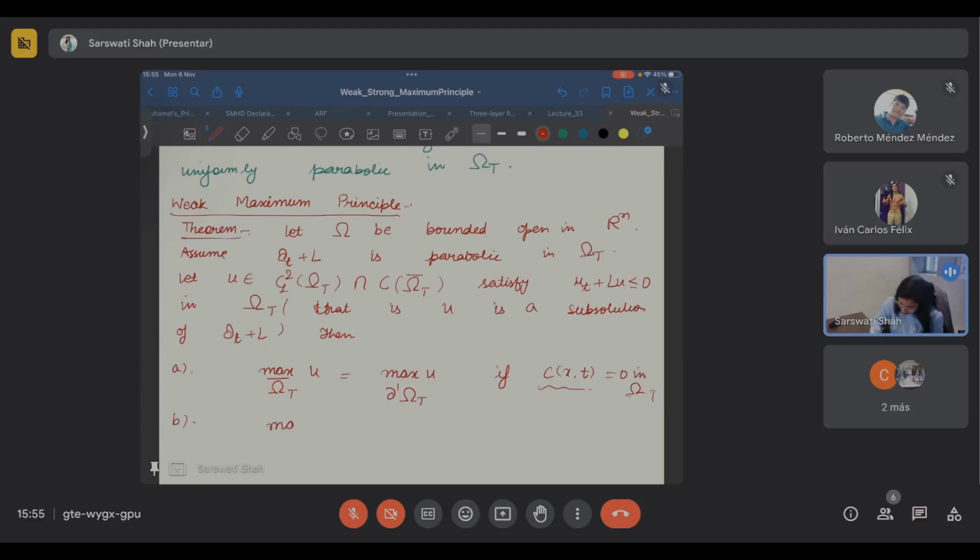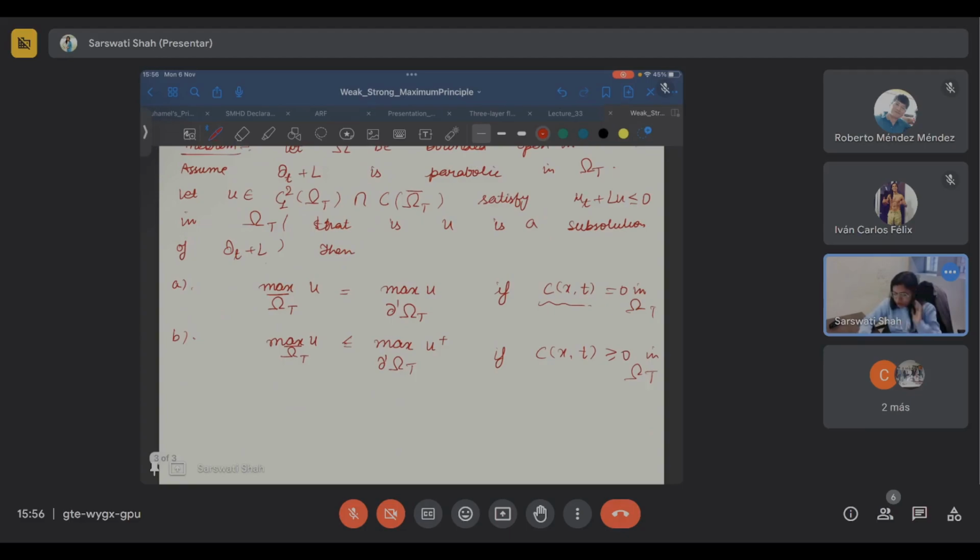And the maximum of u over the closed region is less than or equal to the maximum of u plus, the positive value of this, if c(x,t) is greater than 0 in omega. But before proceeding to the proof of the theorem, I would like to ask you one question.